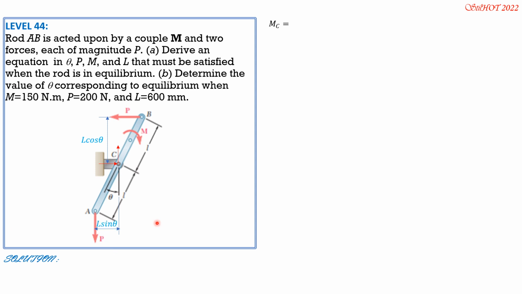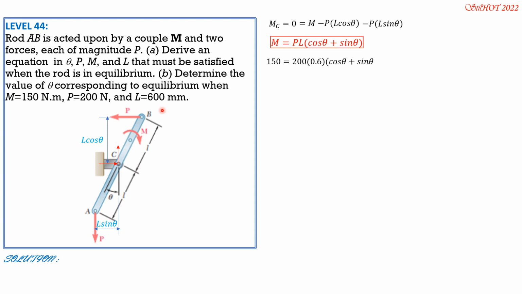So we set MC is 0, clockwise positive. So we have M minus P times L cosine theta minus P times L sine theta. So we can now derive M. It is factor out PL times quantity cosine theta plus sine theta. So that's the equation. And in part B, moment is 150 Newton meter, P 200, L 600 mm, but we should make it 0.6 meter to be consistent with Newton meter for a moment. So cosine theta plus sine theta equals 1.25.